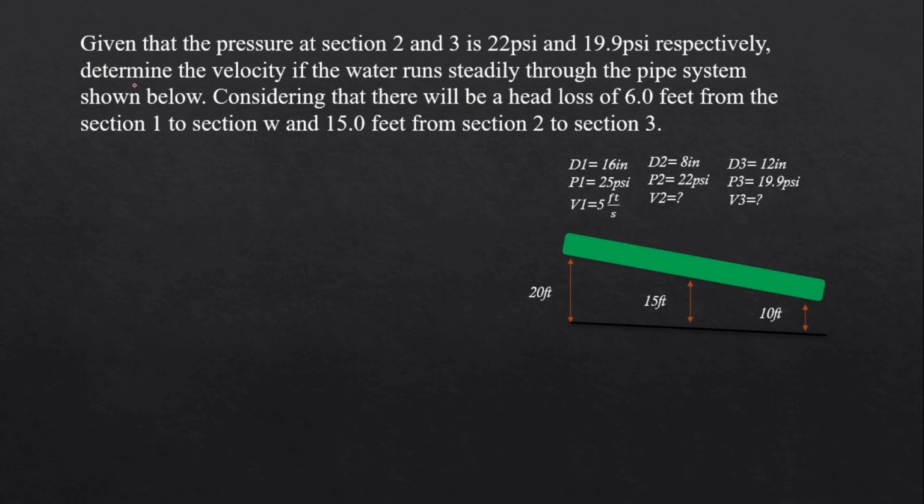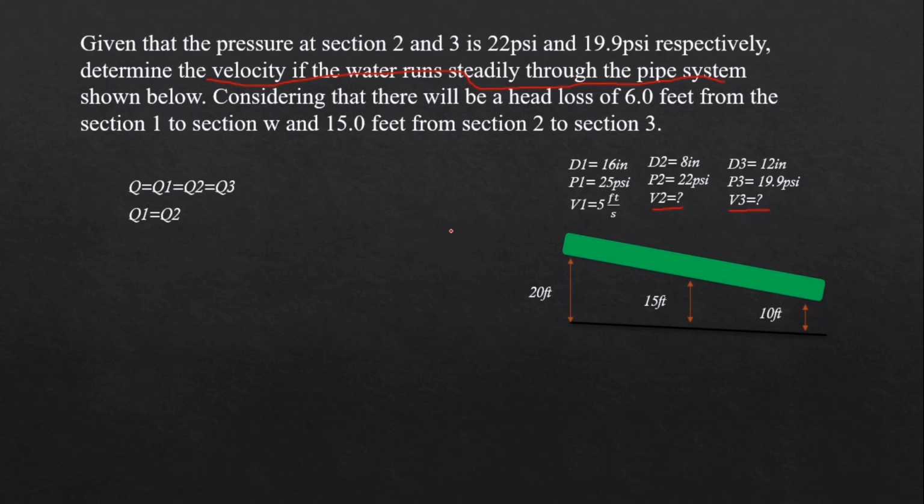So in this given problem, we are tasked to find the velocity of the water running steadily through the pipe system. So in our free body diagram, we are tasked to find the velocity in section 2 and the velocity in section 3. So the equation for this is Q equal to Q1 equal to Q2 and also equal to Q3. Therefore, Q1 is equal to Q2.